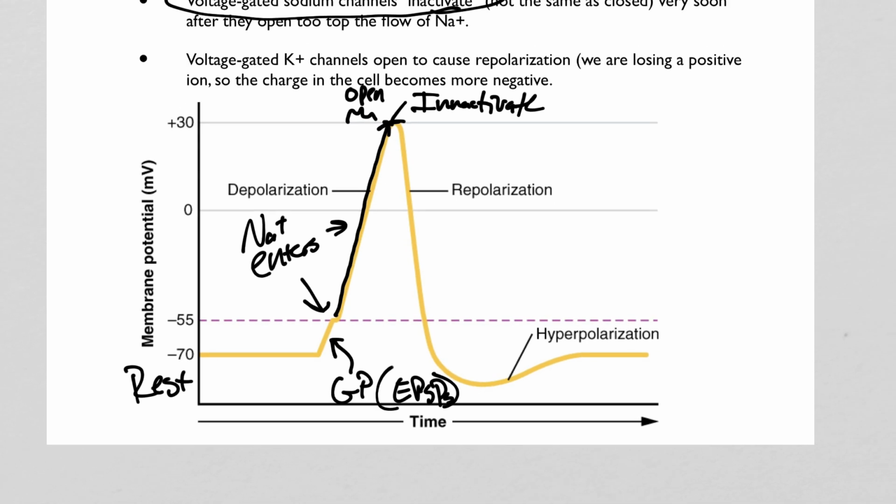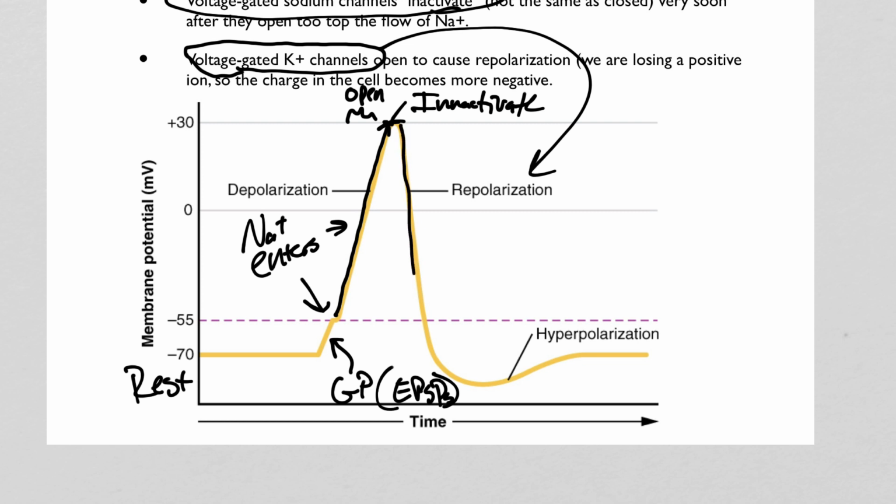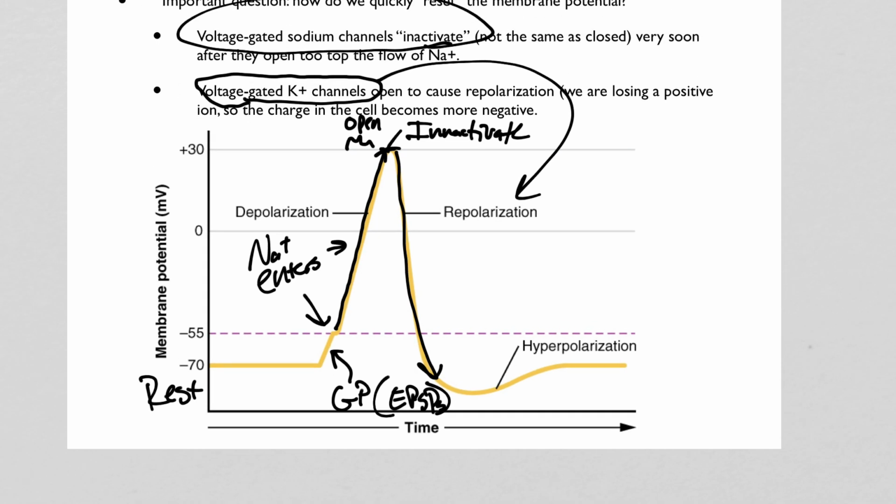The other thing that happens is axons also have voltage-gated potassium channels. They just open a little bit slower. But when you open a potassium channel, potassium leaves the cell, so you're losing a positive ion. That's what actually makes you come back down. The combination of those two things, sodium channels being inactivated and voltage-gated potassium channels being open, combine to cause repolarization. Think of that as your reset, right? That is getting you back down to resting membrane potential.